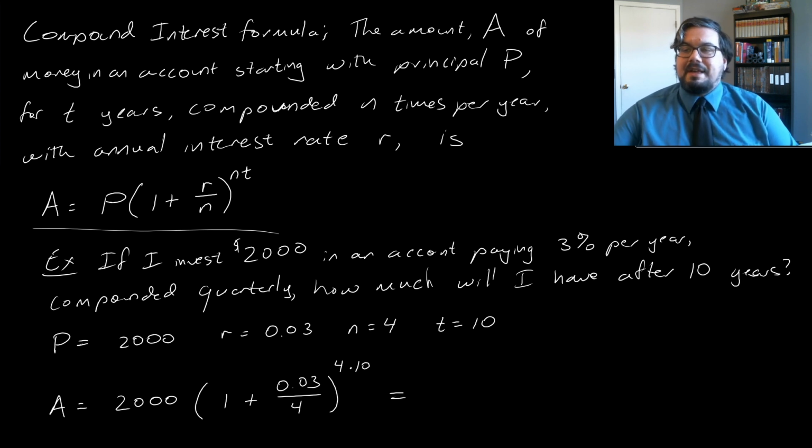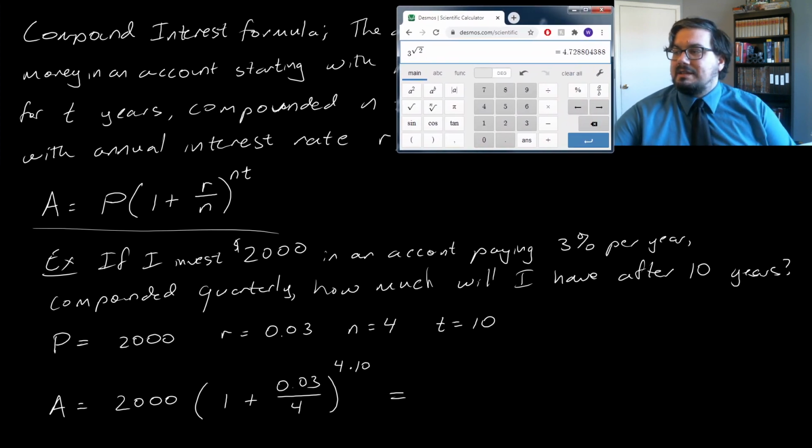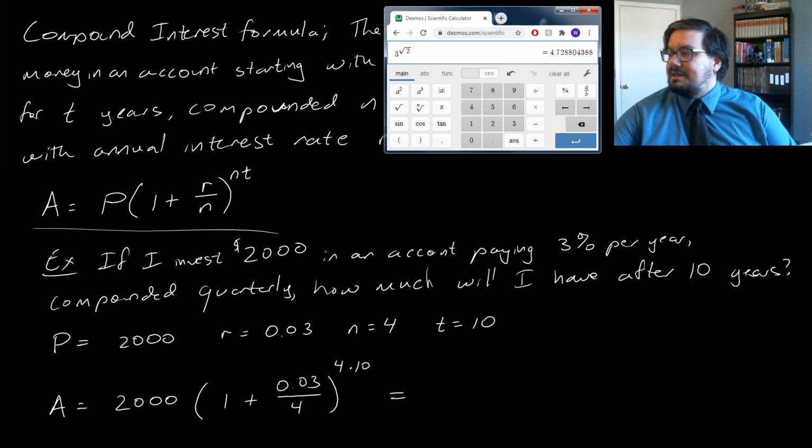And the nice thing is that using a scientific calculator like the Desmos one here, we can do all of this at once. And in fact, doing a whole expression like this at once is often less error prone than doing it in pieces. So let's go ahead and work this out. We've got 2,000 times 1 plus 0.03 divided by 4, and all that's going to be raised to 4 times, oops, I need parentheses there, raised to 4 times 10.